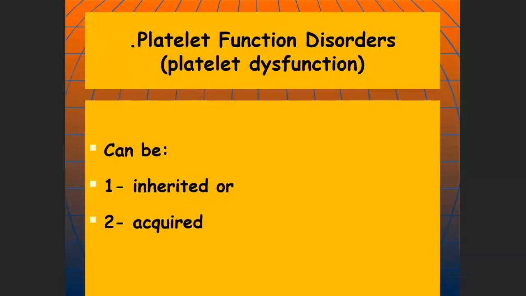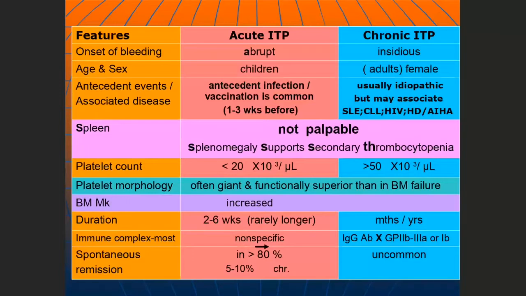Before we discuss platelet function disorders, what investigations do we do for ITP? For ITP, we do platelet count, we see the blood smear, and we examine the bone marrow. We find low platelet count, we find giant cells in the blood smear, and we find increased megakaryocytes in the bone marrow.